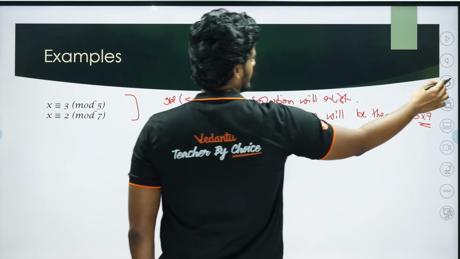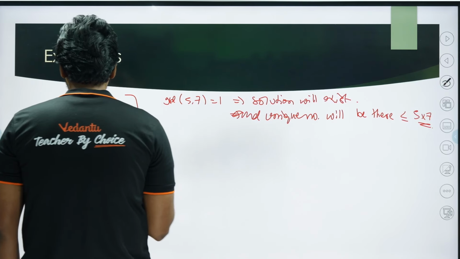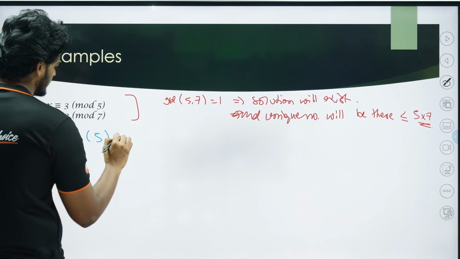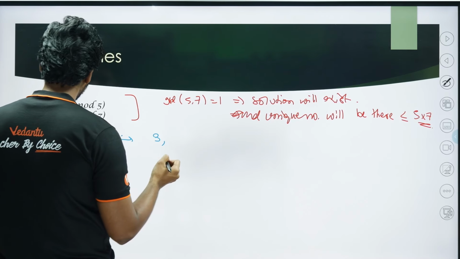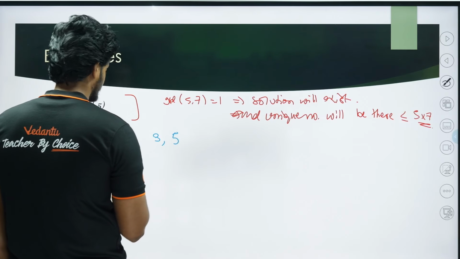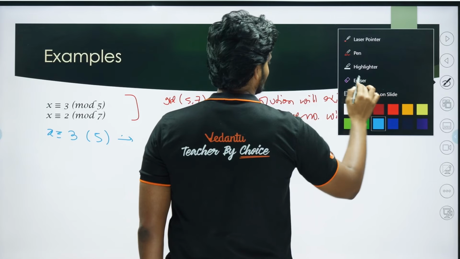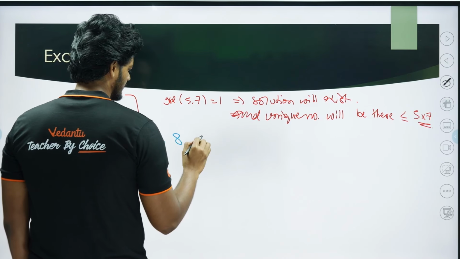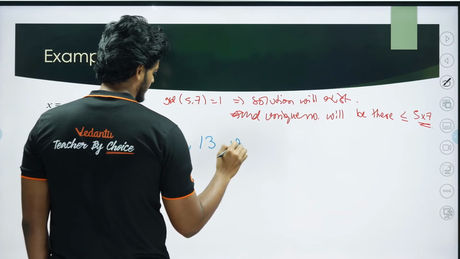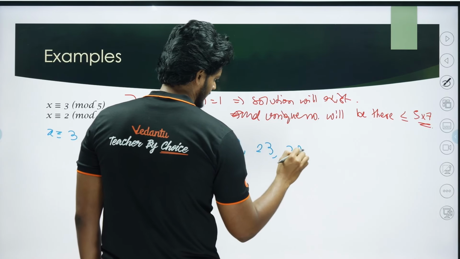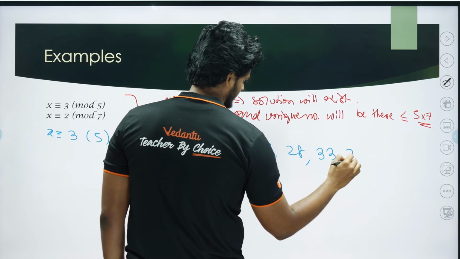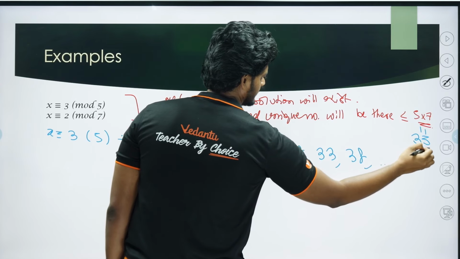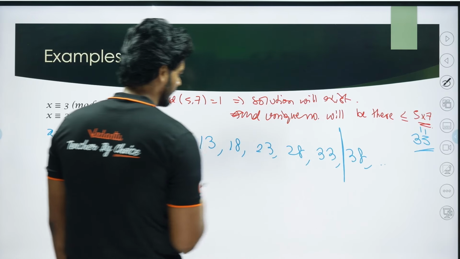So let us first of all list down all the possible numbers. For x congruent to 3 mod 5, how will the numbers look? There is 3, there is 5, what the hell, what am I doing? What is the next number? We add 5, so it will be 8, 13, 18, 23, 28, 33, 38. Okay, we have crossed 35, right? So we only have to check before this.